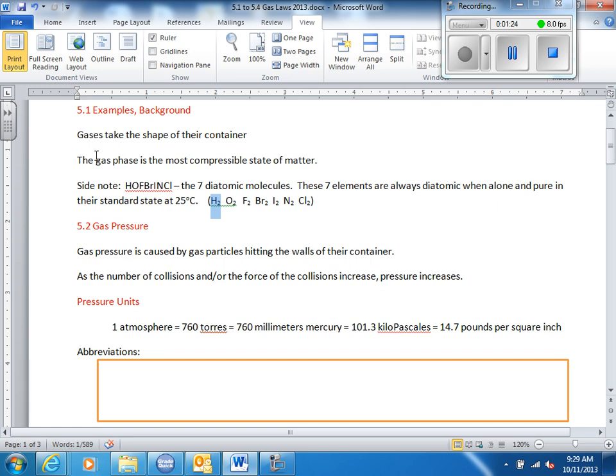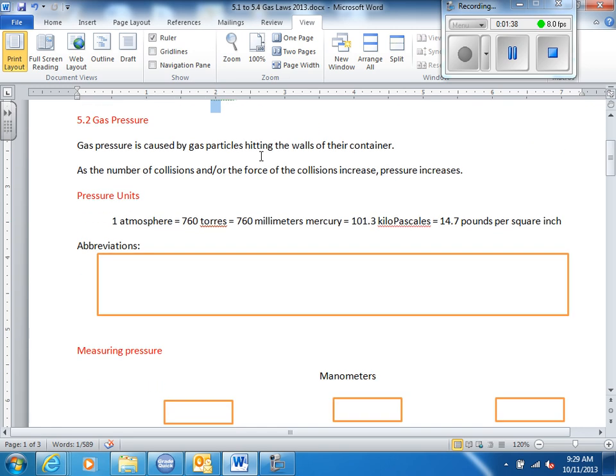Also, the gas phase is the most compressible state of matter. That means it can be smushed down. If you take a liquid, you can't really push it into a smaller volume, whereas gases can be compressed into smaller volumes.